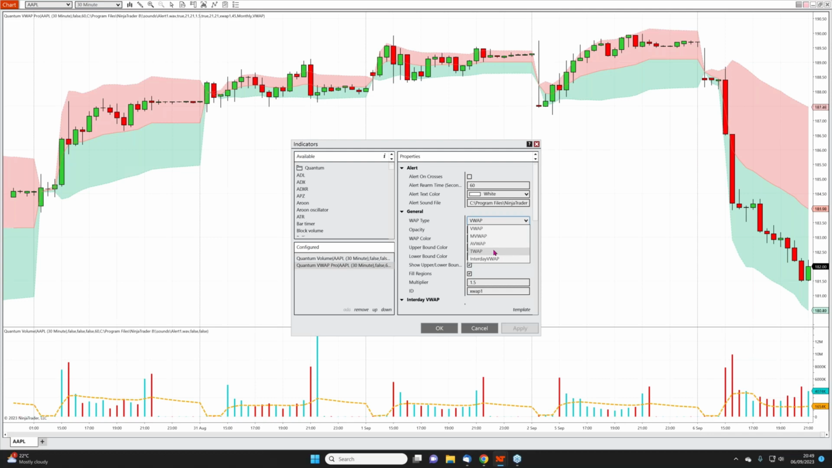The fourth variant is the one which doesn't have volume. It is a time weighted average price, and that will average out time. Again, very popular. And finally, down at the bottom here, we have the intraday VWAP, which gives you the opportunity to apply this to the dailies, the weeklies, and the monthlies. So it's much more of a longer term investment tool in that scenario.